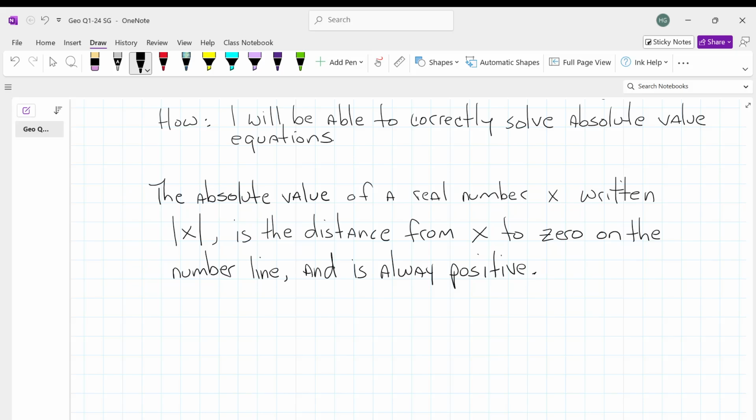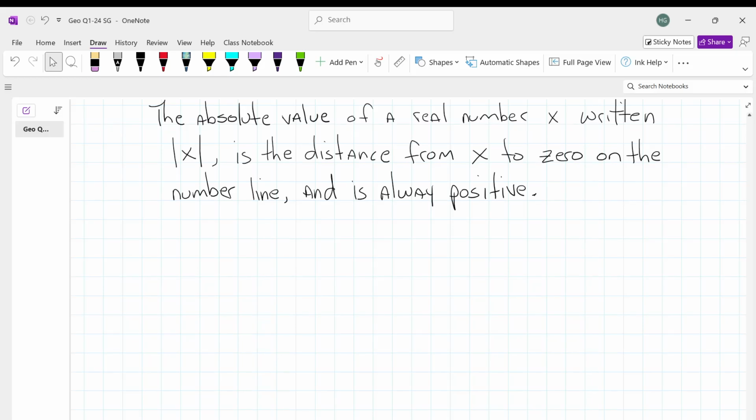So when we're solving absolute value equations, we'll start off with something like this today, where you're asked to solve. We've got the absolute value of 2x minus 1 is equal to 5. And we're asked to solve and graph.